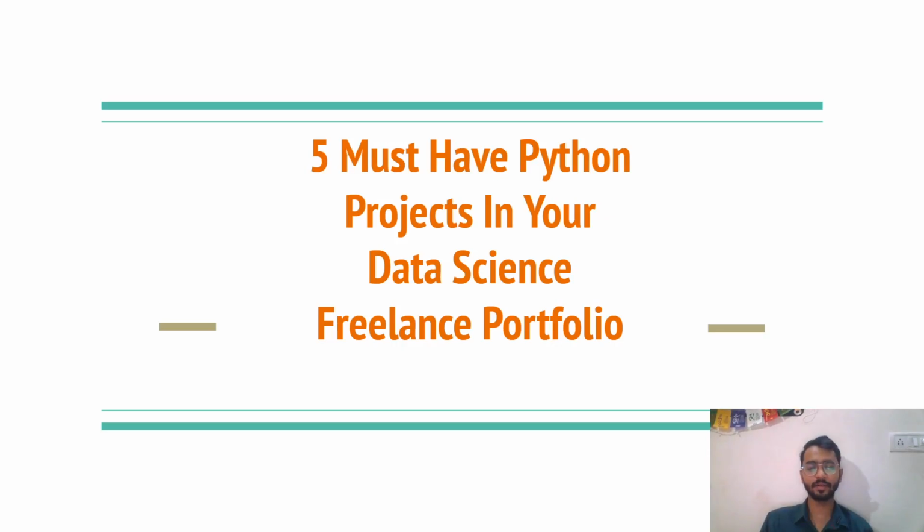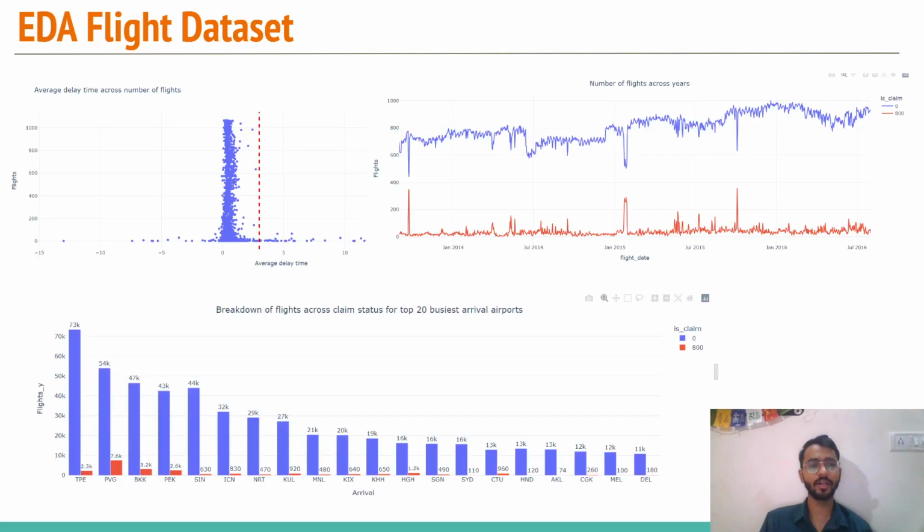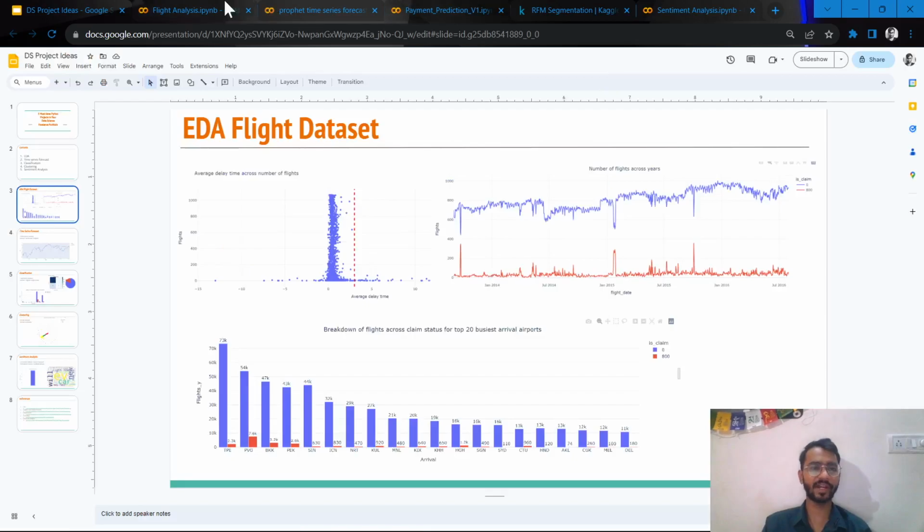Let me go ahead. So first, this is what these five projects will be. Let's start with the first one, which will be a basic EDA project. This is what the EDA project looks like. Here I have just kept snippets of the outputs from my exploratory data analysis, and I'll give you a quick walkthrough of the Jupyter notebook I have used here as well. So let me go to that.